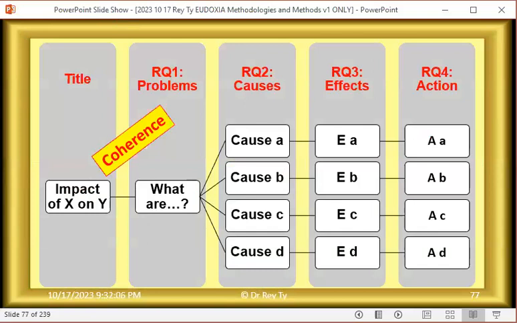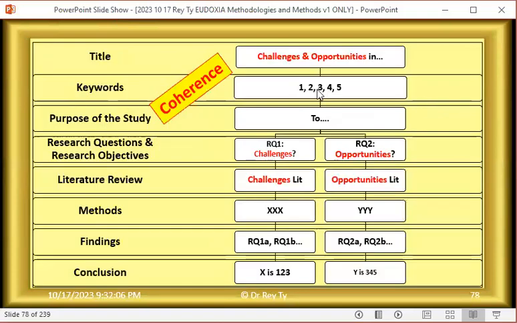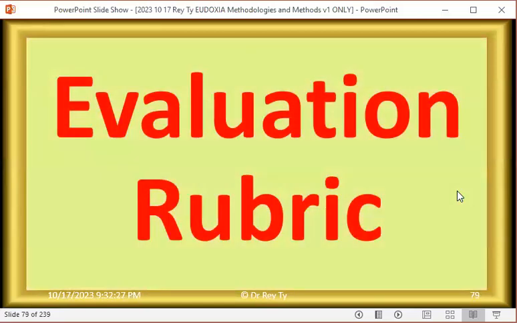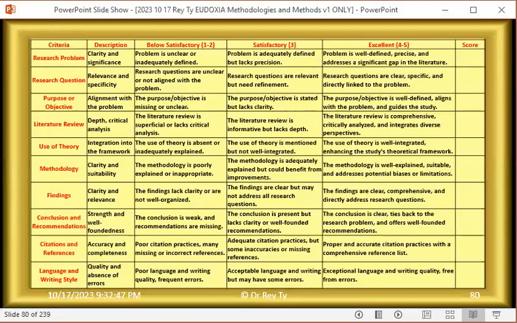If you have a title, impact of X on Y, then what are the social problems, let's say? Then you say there are 4 causes, 4 effects, and then 4 things to be done, your recommendation. So they should be coherent from beginning to the end. Another way to put it is like this too. You're looking at the challenges and opportunities in this keywords, 5 of them. You have 1 purpose. Then you have challenges, research question 1, everything you explore. Then opportunities, research question 2, you explore everything. Okay. And I end with this.